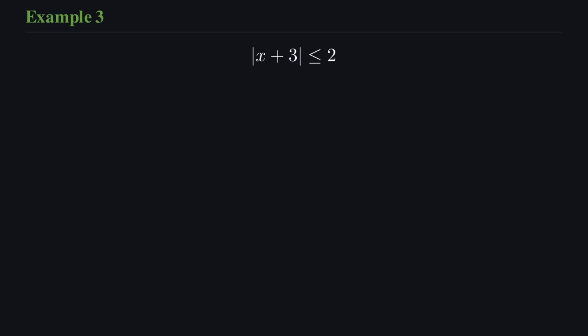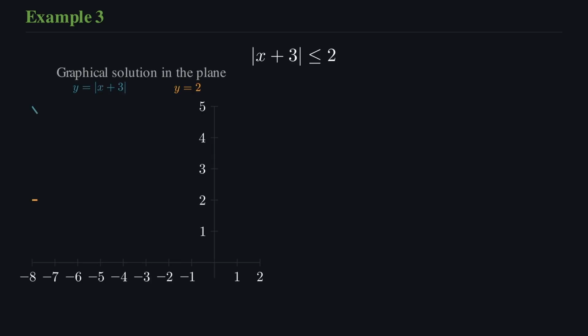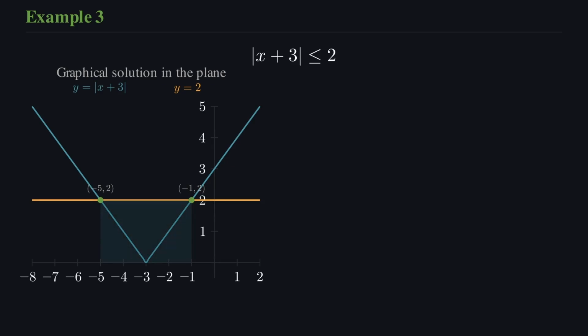This time, we will do the graphical solution fully in the plane. We draw the graph y equals absolute value of x plus 3. Then we draw the horizontal line y equals 2. The inequality says we want the point where the v graph is on or below the horizontal line. On the screen, we can see that the two graphs intersect at x equals negative 5 and x equals negative 1.